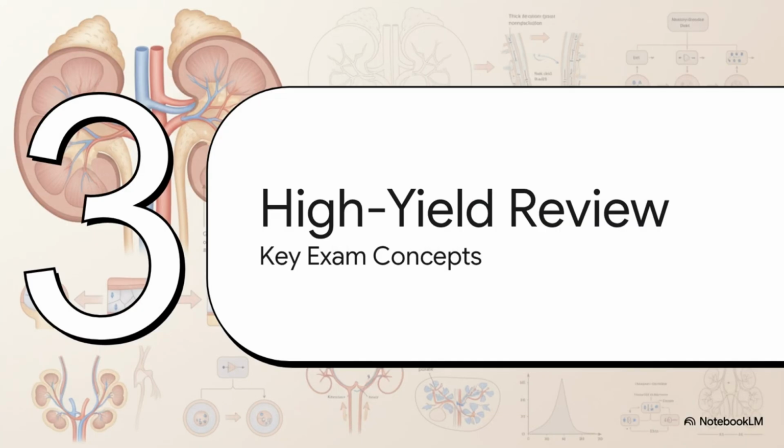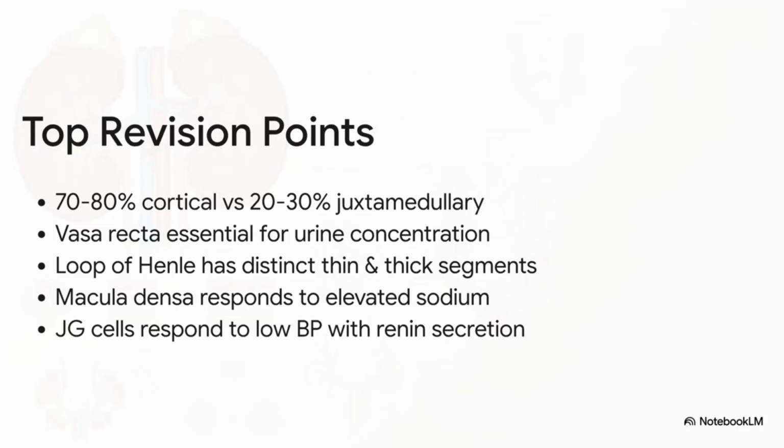Finally, Section 6, High-Yield Exam Review. Let's lock in these details with a rapid-fire revision of the most heavily tested concepts from this half of the explainer. Definitely take a screenshot of these points. They represent the absolute core physiological relationships you're going to be tested on. Remember your ratios. Cortical nephrons dominate at 70 to 80%, but those 20 to 30% of juxtamedullary nephrons with their exclusive vasa recta are entirely responsible for urine concentration.